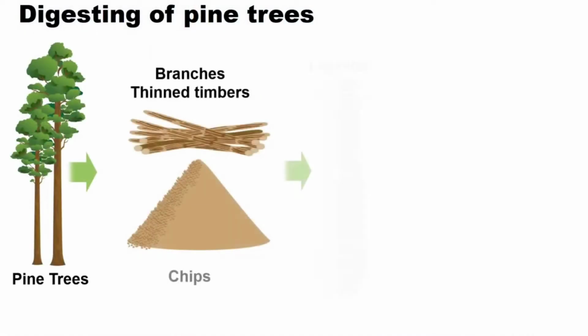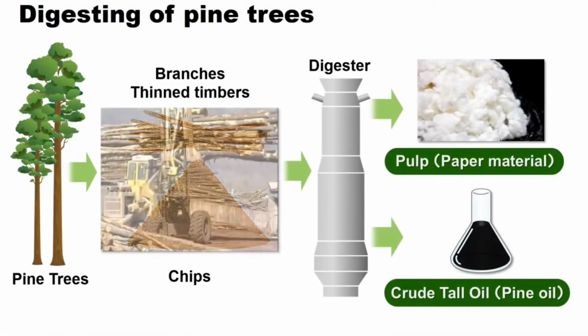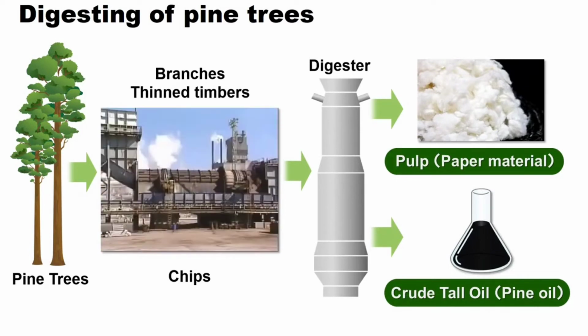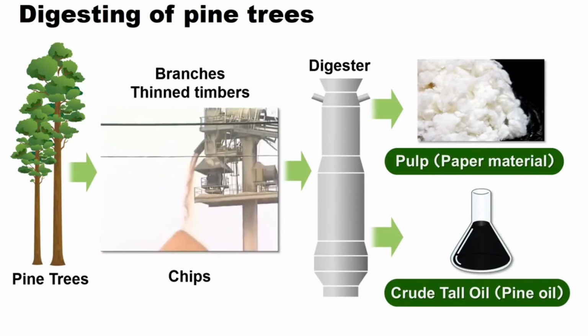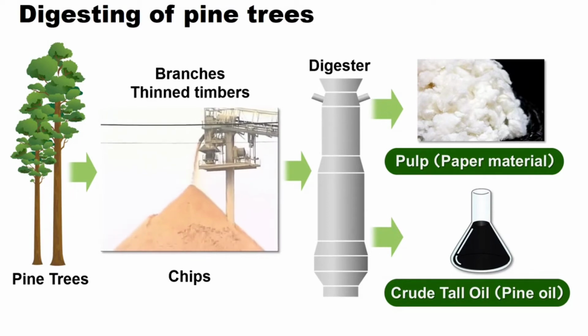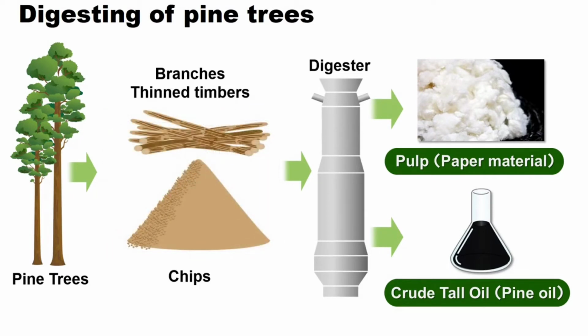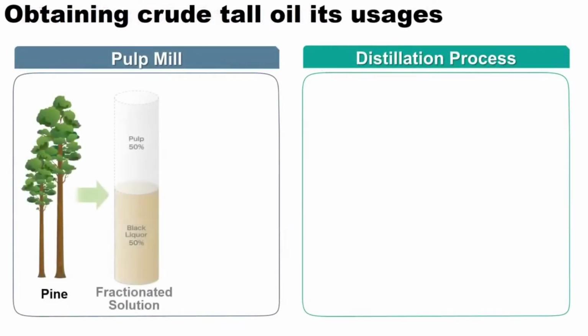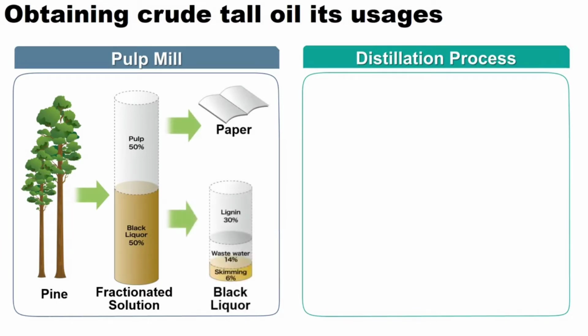This slide shows how tall oil is obtained as a byproduct of the pulping process. At the pulp mill, leftover timber and thinned timbers are smashed into pine chips and sent to the digester for the manufacture of pulp. 50% of a pine tree is made up of pulp fibers which are processed into paper material. The remaining 50% is black liquor left over by the alkali digestion process used to obtain pulp fibers.